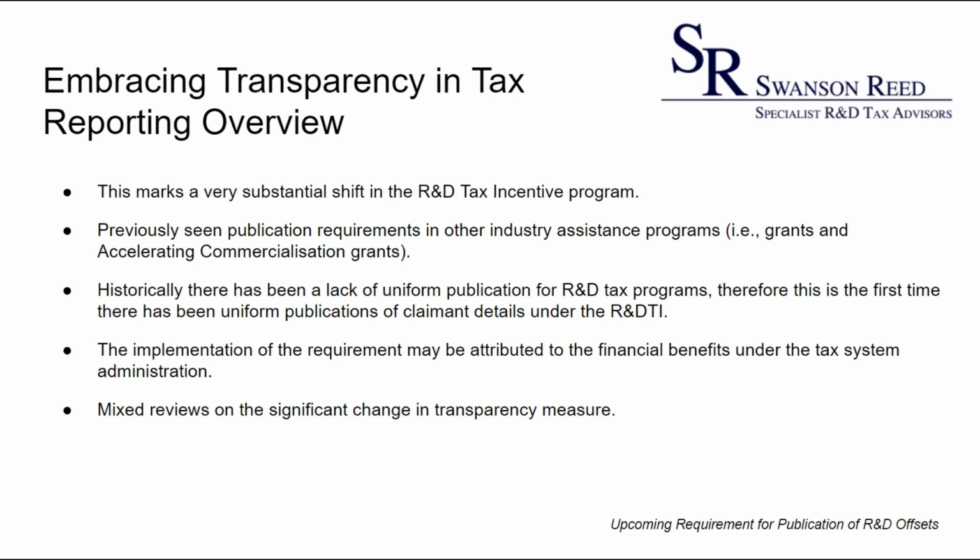The transparency measures mark a very substantial shift in the R&D tax incentive program. Whilst it has been commonplace for details of grant recipients of other industry assistance, such as companies receiving accelerating commercialization grants, to be published, there has never been a uniform publication of claimant details for the R&D tax incentive program. This could largely be attributed to the financial benefits of the program being administered under the tax system. Given the significant change, there are mixed reviews on the measure. Swanson Reed can see both benefits and concerns around the change.